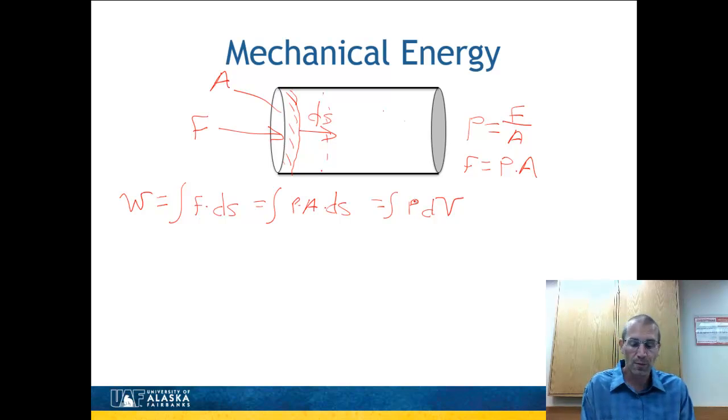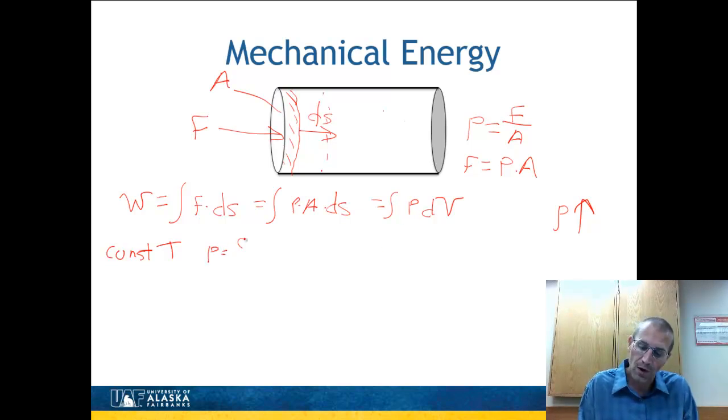To perform this integral, I would need to know how the pressure changes. As this gets more pressurized, the pressure should go up, and we would need some relation. We'll look later in the class at different types of relations for pressure and volume. But for now, we'll just assume that the temperature remains constant. Therefore, I can replace the pressure with a constant over the volume, where the constant truly doesn't change.